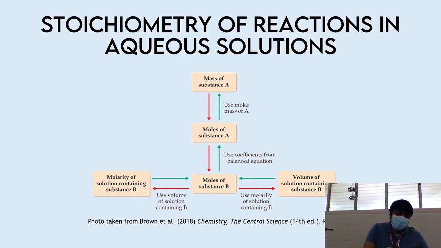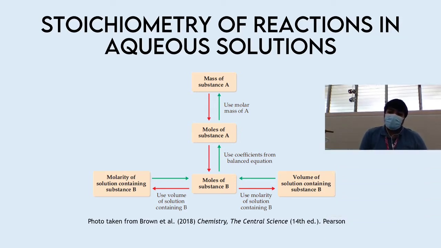Now, the diagram that I have shown here is akin to the diagram that you usually see in the stoichiometry chapters of most textbooks. However, we have added another conversion factor here, which is the molarity of the substance. So how does the molarity of the known substance relate to getting the mass of the unknown?